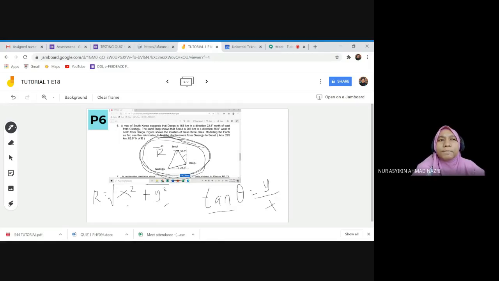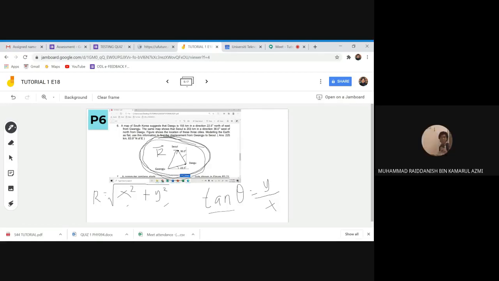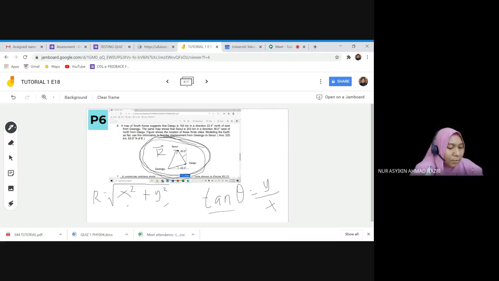Sebab apa? Kat kelas PM Azam tak cakap. Baru faham. Sebab apa kita guna tangent? Tangent. Kat kelas PM Azam cakap apa?